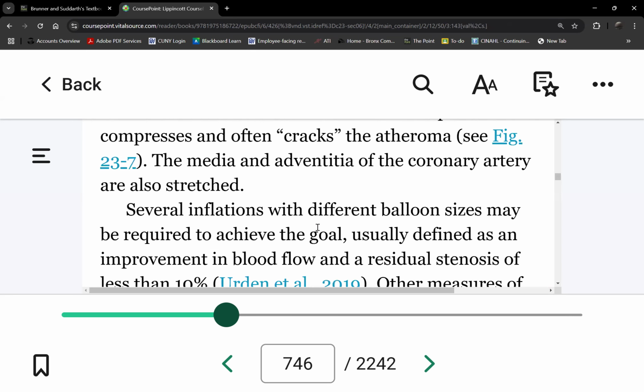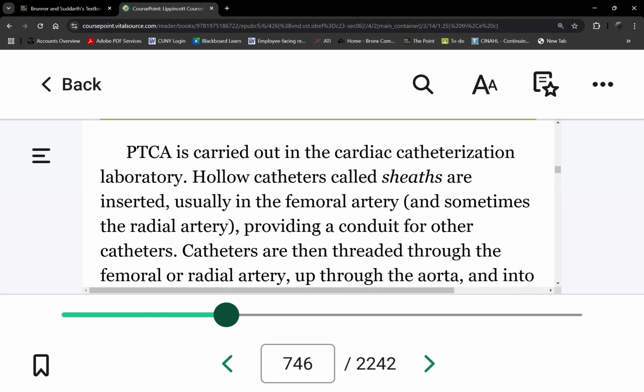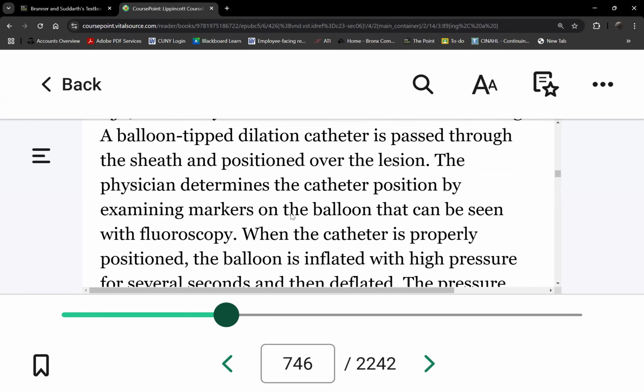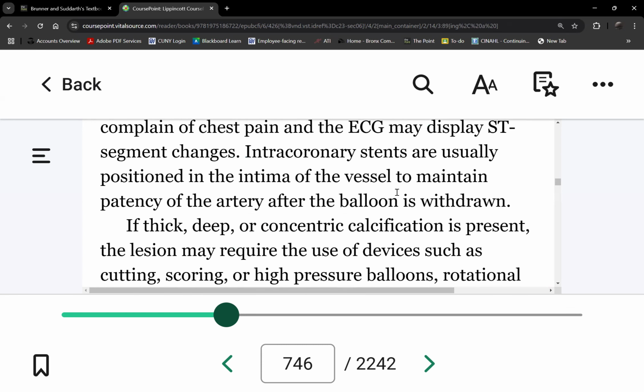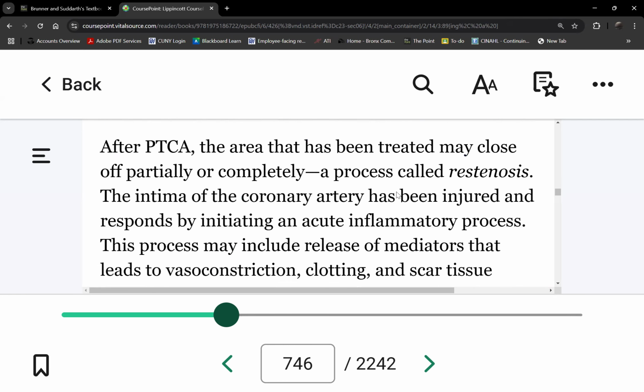Now, I won't do this because this is the description of the procedure. Again, we're not doing this. The doctor's doing this. Even the cath lab nurses are just there, they're not doing this. It's the doctor that's performing the procedure. All right, so we'll skip. I mean, it's nice to know.